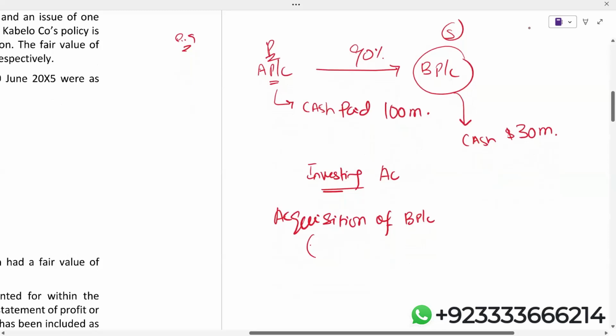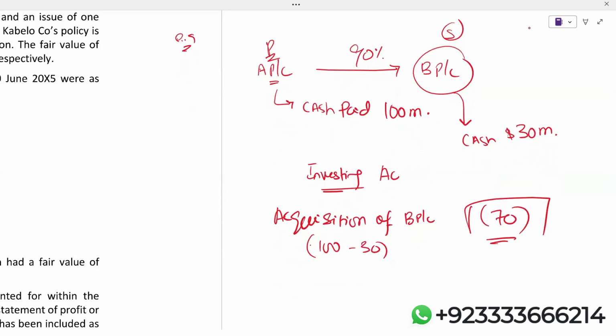Actually, we are paying 100 million, there's no doubt about it. But we are getting 30 as well, which means that if there is an outflow of 100, then there is an inflow of 30 as well. Logically, there should be an outflow of only 70 million. Even though the parent has paid 100 million, at that time your subsidiary had 30 million cash as well, which is an inflow for you. So under investing activities, acquisition of subsidiary, we will show an outflow of 70 million.